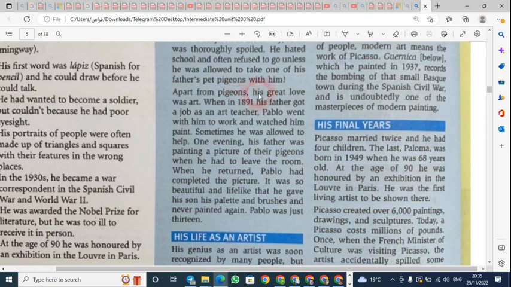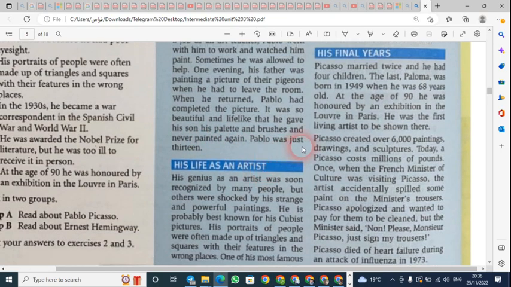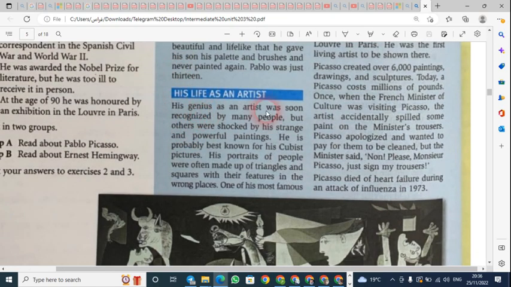Apart from pigeons, his great love was art. When in 1891 his father got a job as an art teacher, Pablo went with him to work and watched him paint. Sometimes he was allowed to help. One evening, his father was painting a picture of their pigeons when he had to leave the room. When he returned, Pablo had completed the picture. It was so beautiful and lifelike that he gave his son his palette and the brushes and never painted again. Pablo was just 13.